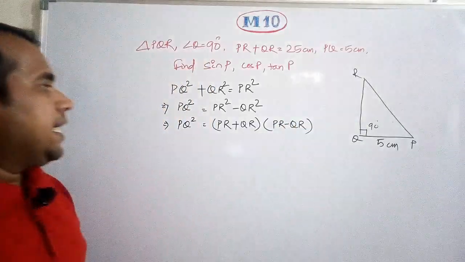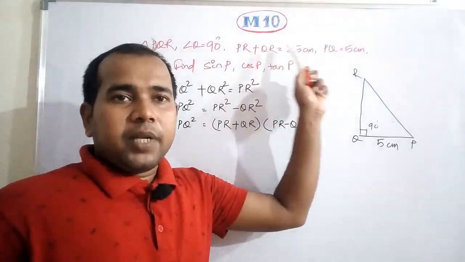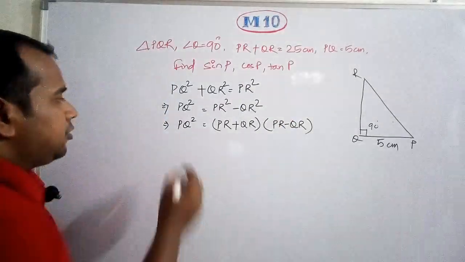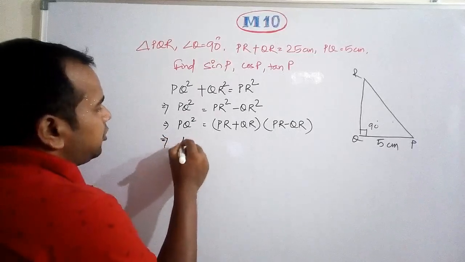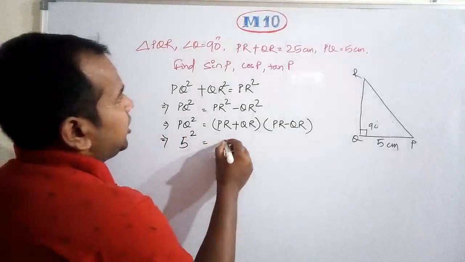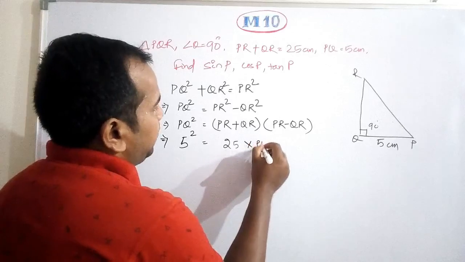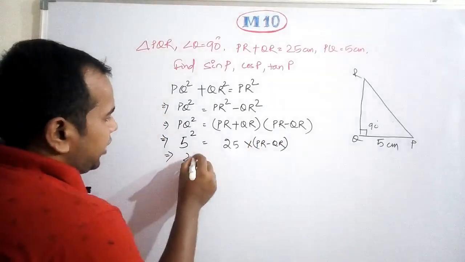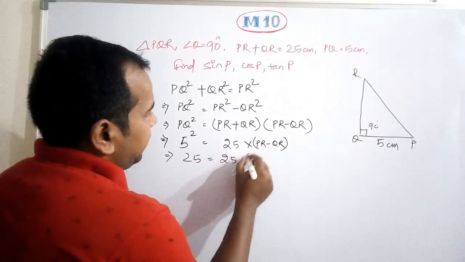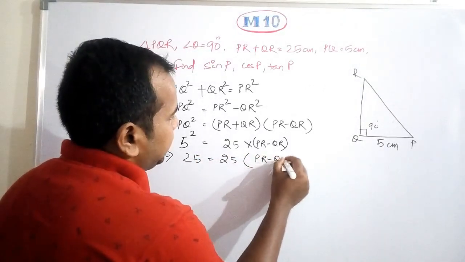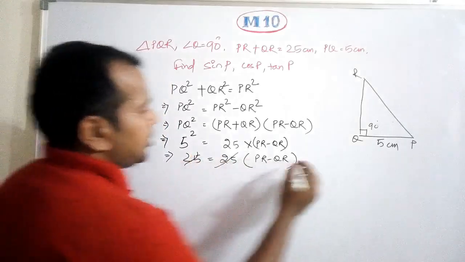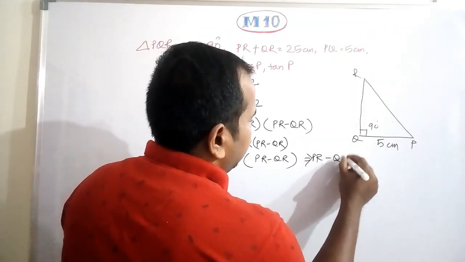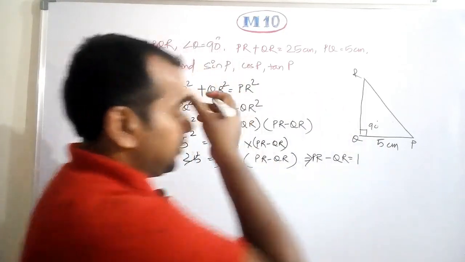You have got the value of PR plus QR, and you know the value of PQ. So now put the values. 5 square equals 25 into PR minus QR. So 25 equals 25 into PR minus QR. So this is cancelled. What you are getting? PR minus QR equals 1.